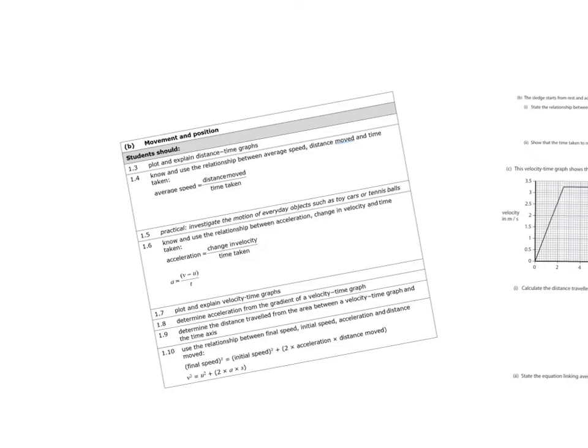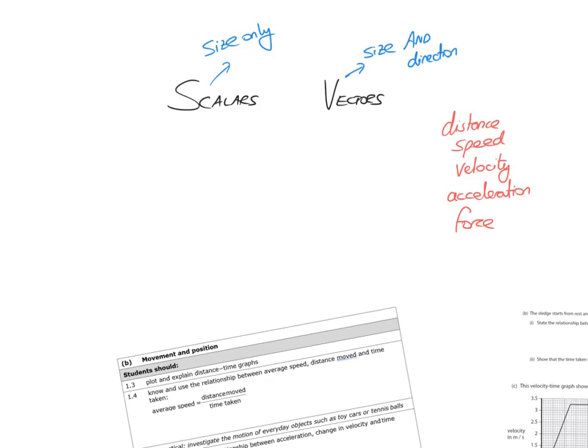Let's start by revising scalars and vectors. Okay, try to place the quantities to do with motion that I've listed on the right: distance, speed, velocity, acceleration, and force, underneath the two headings, scalars and vectors. Pause the video and try this now.